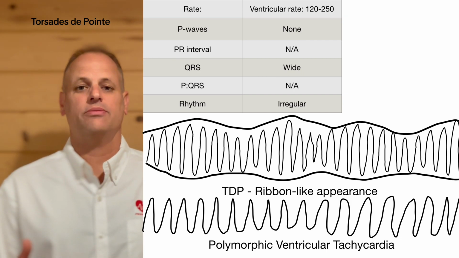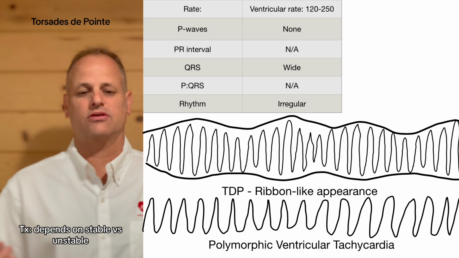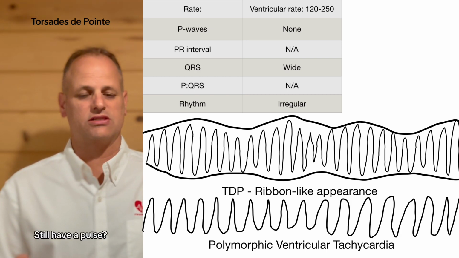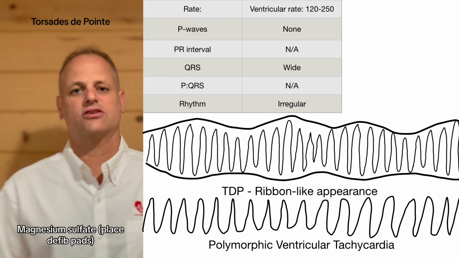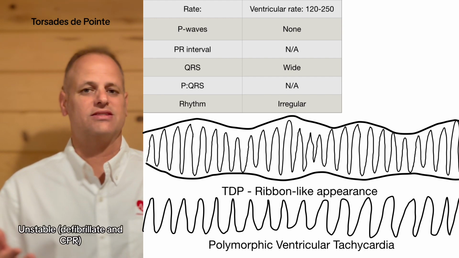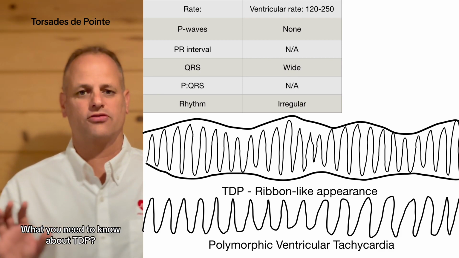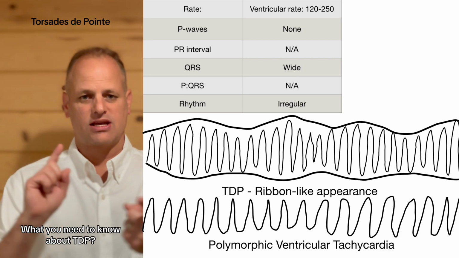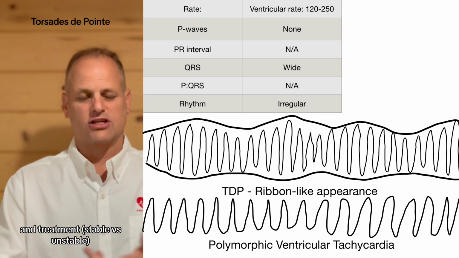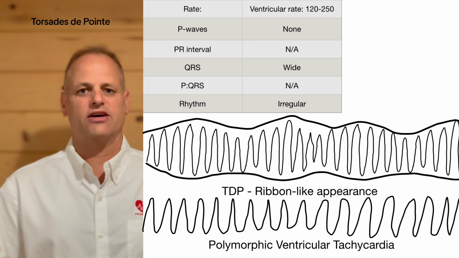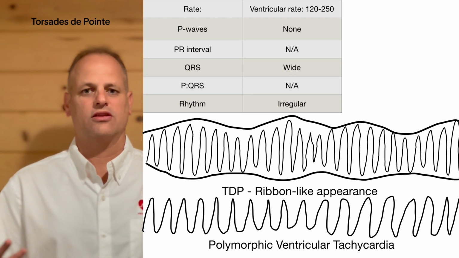Now, in terms of treatment, are they stable versus unstable? Stable in this case means that they're still talking to you, right? So they still have a pulse. If that's the case, you're going to give them mag sulfate. Unstable, you're going to defibrillate. So really all you need to know in terms of ACLS is this: how to recognize the rhythm and then treatment for stable versus unstable. I'm going to go into more detail now so you better understand the rhythm.